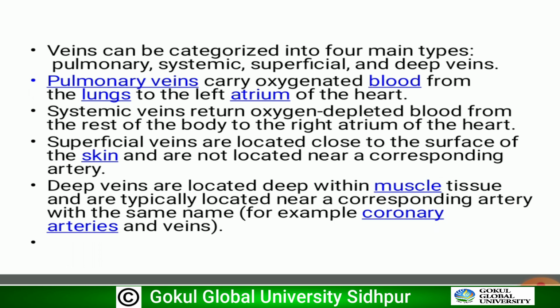Veins can be categorized into 4 main types: pulmonary, systemic, superficial, and deep veins. Pulmonary veins carry oxygenated blood from the lungs to the left atrium of the heart. Systemic veins return oxygen depleted blood from the rest of the body to the right atrium of the heart.